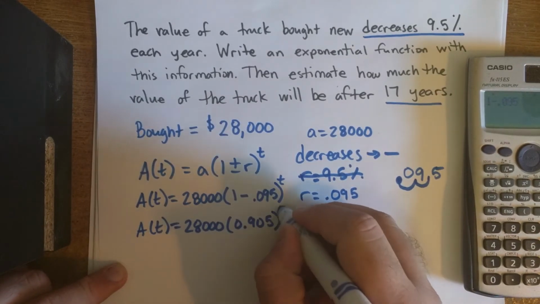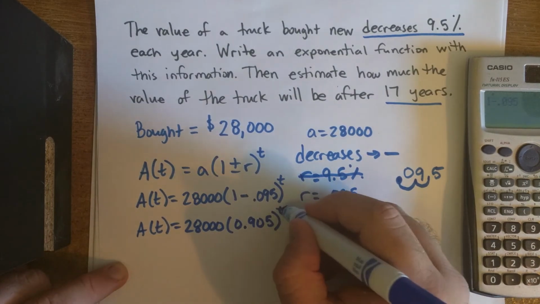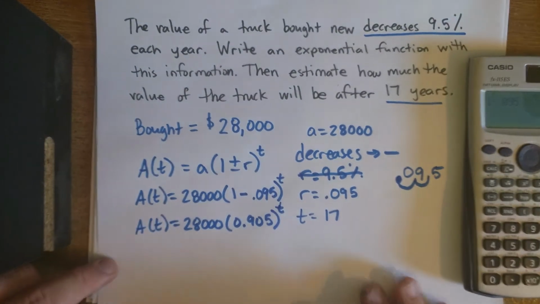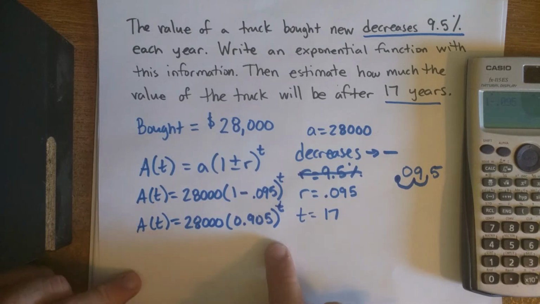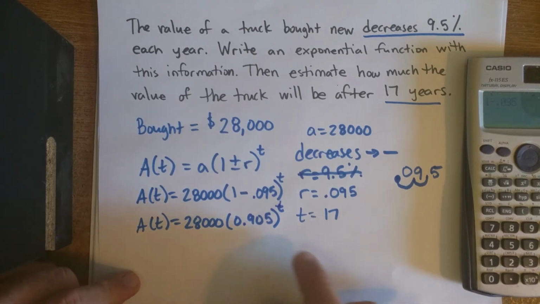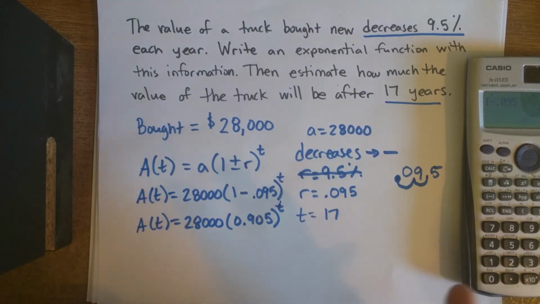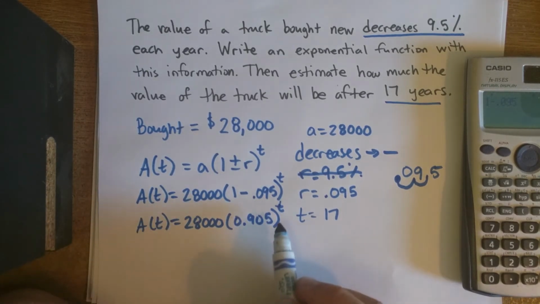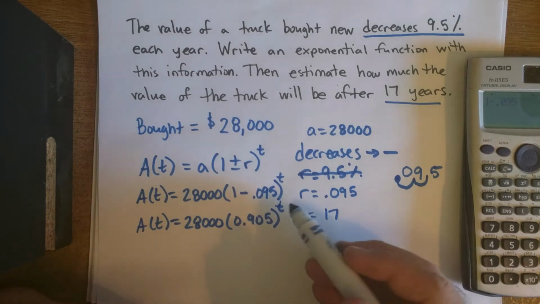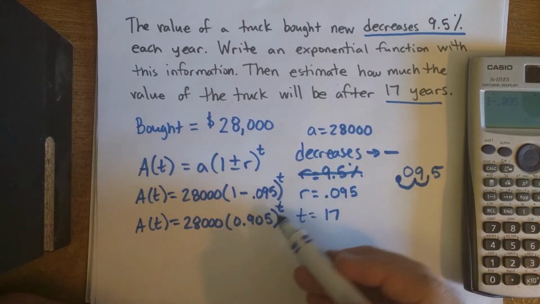0.905 raised to the power of t. Alright. See, the great thing about having this function is, what if I wanted to calculate the value it would be after different amounts of years? What if I said, give me the amount for 5 years, 10 years, 15 years, 20 years, so on? Well, you have this function. You can just plug in whatever values of t that you want to plug in. That's all you have to do.